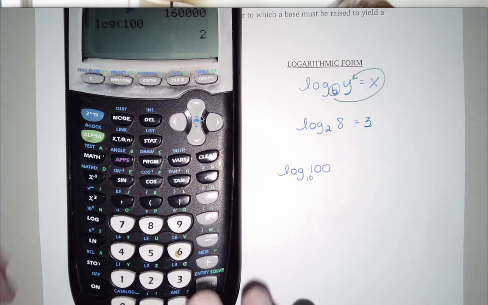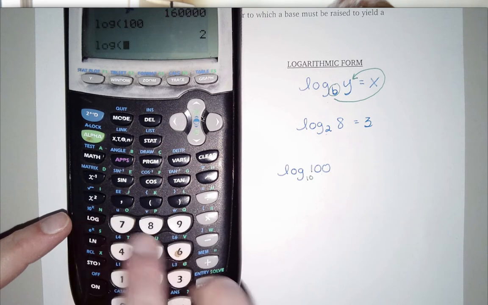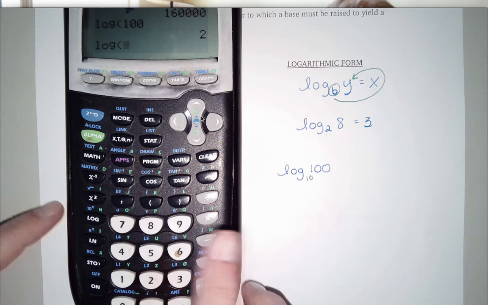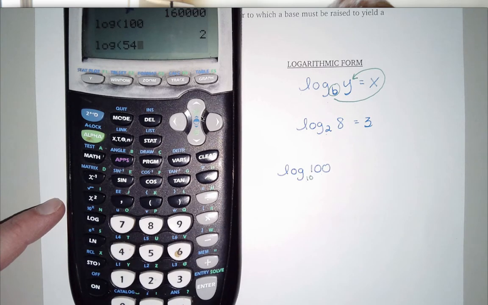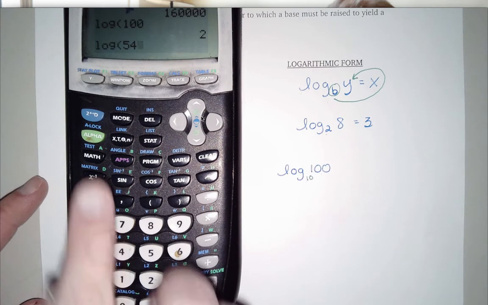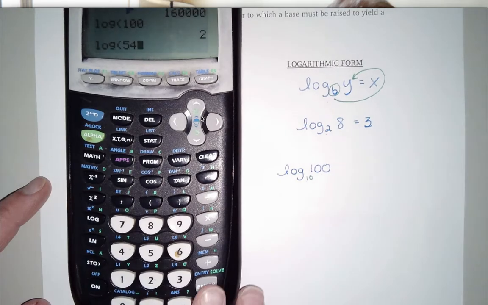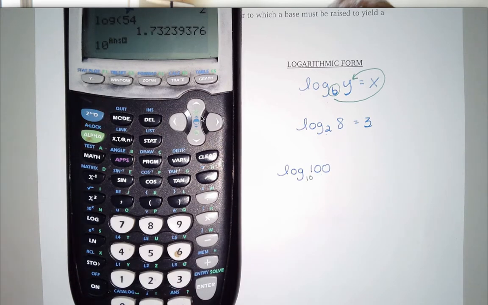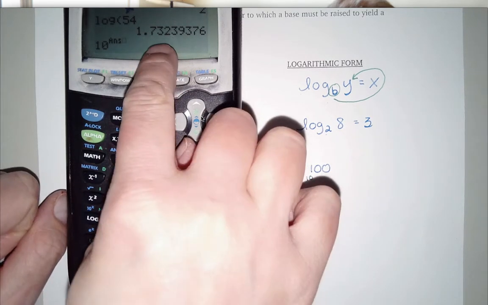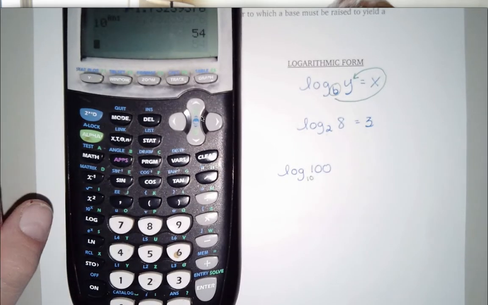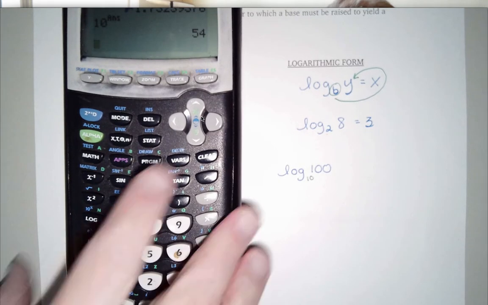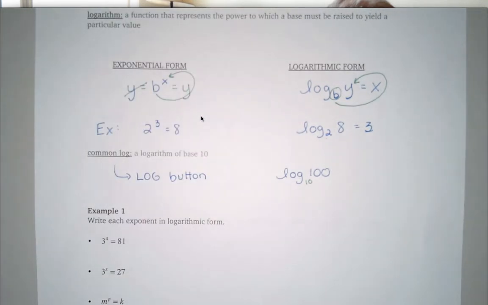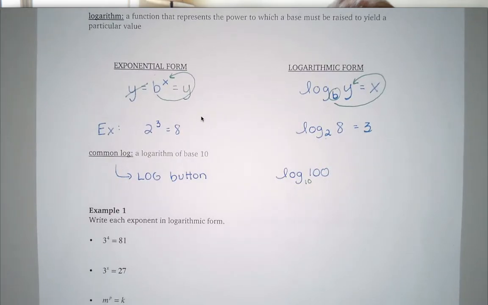Okay? So when you type log of another number into your calculator, if you type log of, I don't know, 54, the question you're really asking is 10 to what power makes 54? Okay? And so you get this 1.73. If you do 10 to the power of that 1.73 number, it should come out to be 54. Yep, there you go. Okay? So that's what logarithms are all about, asking what exponent does it take to turn this number into this number.